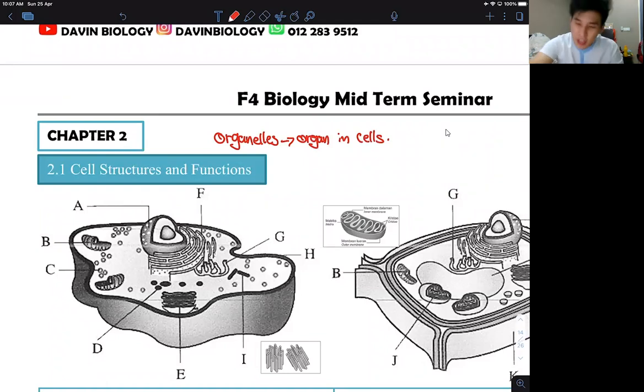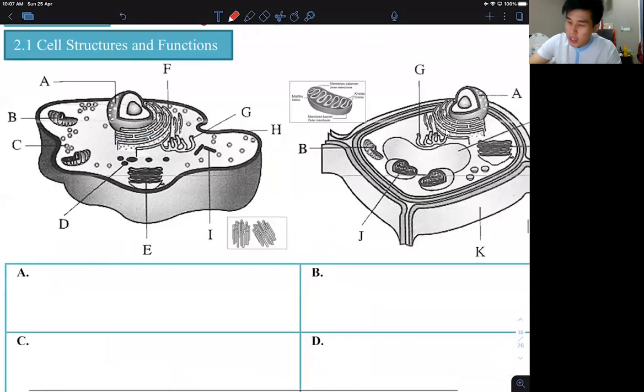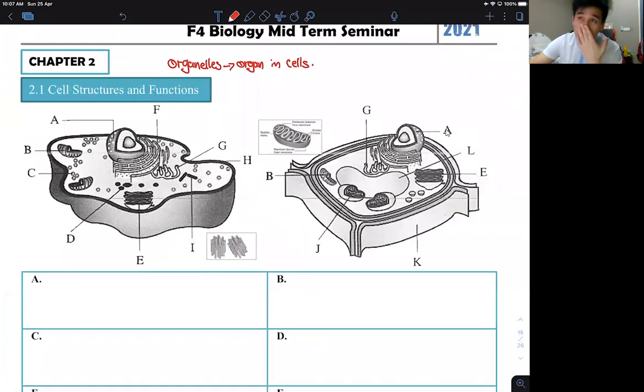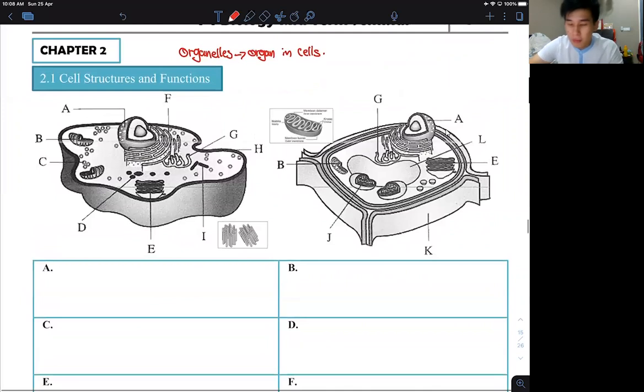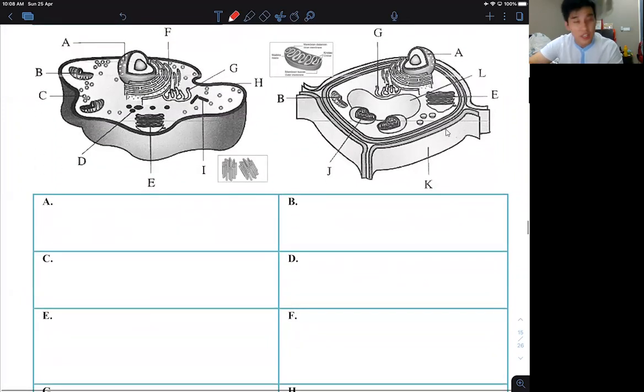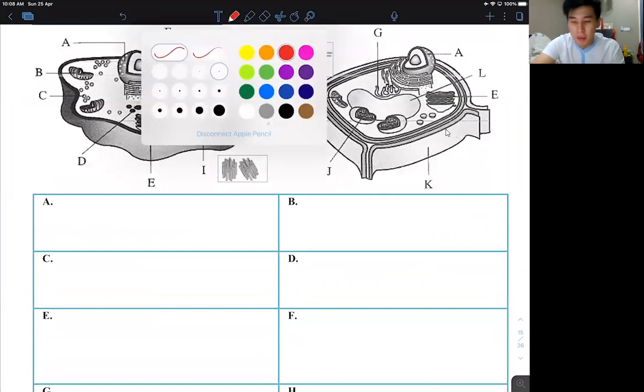Now, what I have here is a 3D diagram, which usually questions won't really give you. Questions usually give you a 2D diagram. Later we'll do some questions showing 2D diagrams, and I will also draw some of the structures over here. Now, let's start from A first. We're going to label here, and then write down the functions as well to refresh your memory a bit.